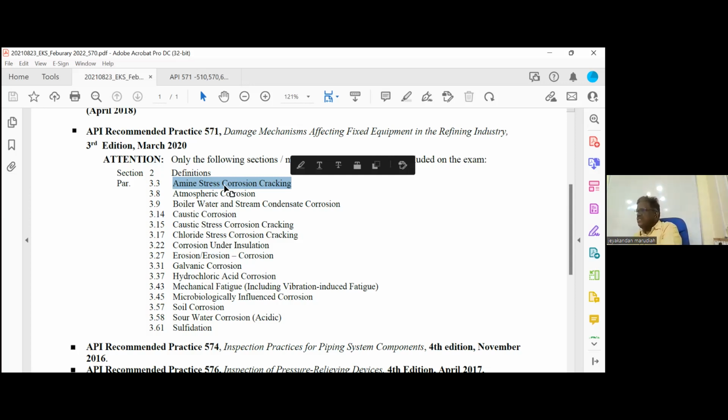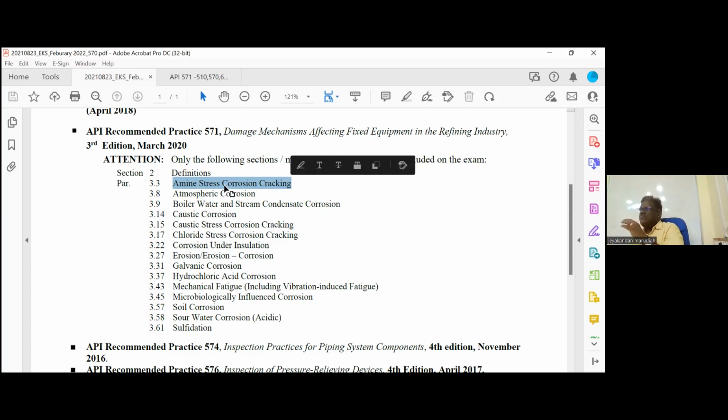Now, prevention: if we can avoid a critical factor, that is a prevention. For stress corrosion cracking, what is the critical factor? Stress is a critical factor. If you can do stress relief, then it is a prevention. Then next one, NDT. Which NDT will detect it?